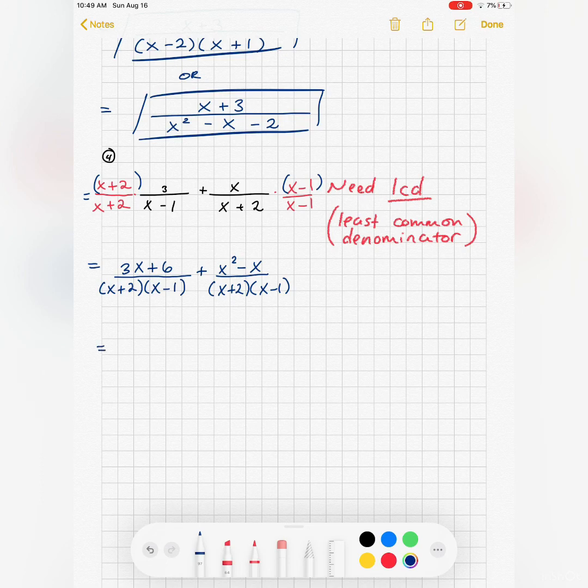Leave the denominator factored because the numerator is where we're going to have to do our combining. Okay, so let's see, we have 3x plus 6. Now we have a common denominator. So we go ahead and combine those as one fraction all over that denominator. So let's see, I'll combine the like terms. That'll be x squared plus 2x plus 6.